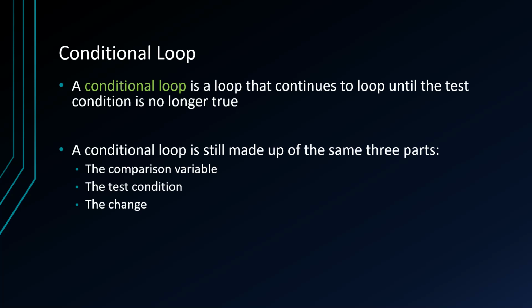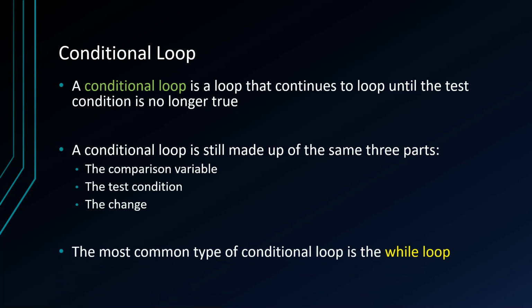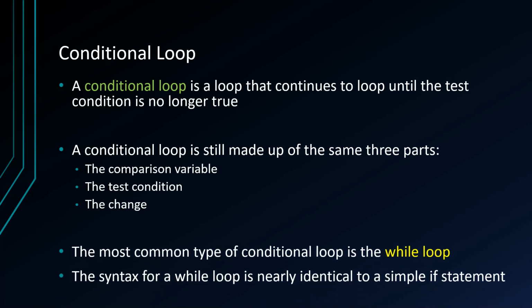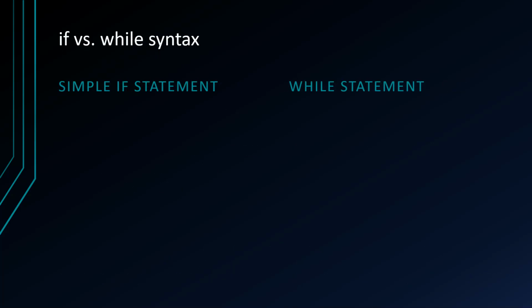So the most common type of conditional loop is the while loop. And the syntax for a while loop is almost identical to a simple if statement. So much so that I'm going to teach it to you by comparing the two. So let's compare the two. We have a simple if statement on the left, and we have a while statement on the right.